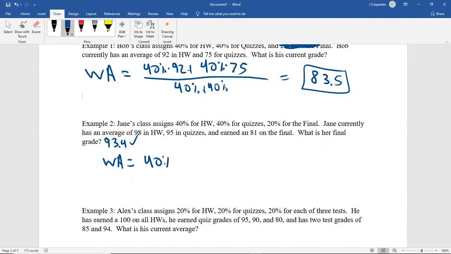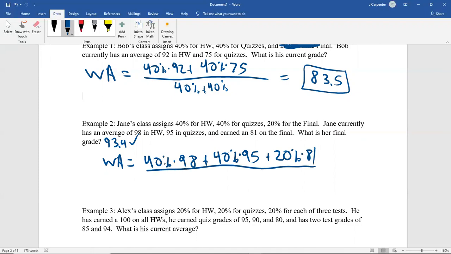So we do our 40% for our homework times, what do we earn in the homework? A 98. Y'all help me set up the next part. What am I gonna write? And I'm using percents instead of decimals. Plus 40%, that was the quiz weight, times 95. Oh, yeah. The 95 for the actual grade, good. And then plus the 20% for the final times the 81 we earned.